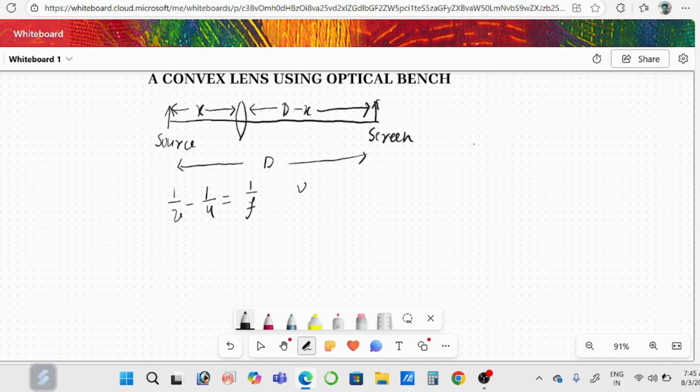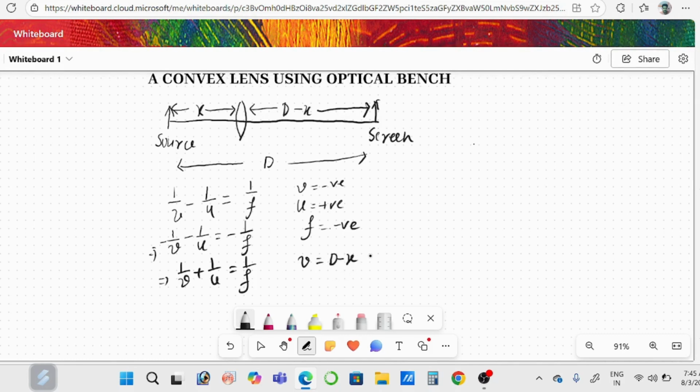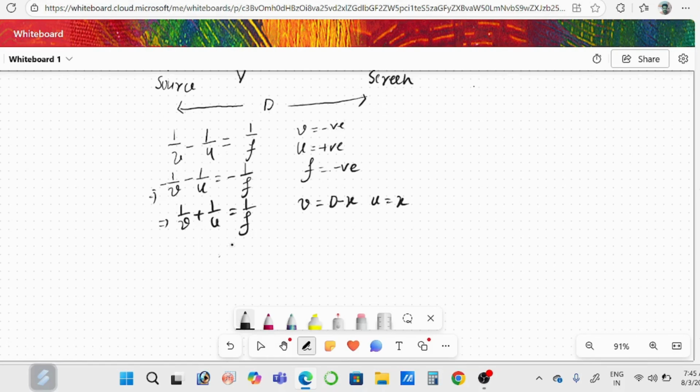Okay. Now v is negative here because a real image is formed. U is positive here and f is also negative. So using this sign convention, I just change the formula like this. So this will become 1 by v plus 1 by u is equal to 1 by f. Now what is v? V is simply, as you have seen from the diagram, d minus x. U is x. So using this formula it becomes d minus x.